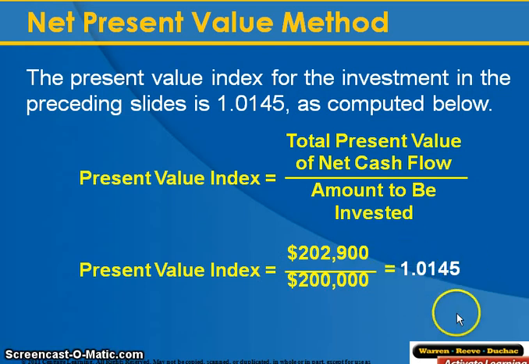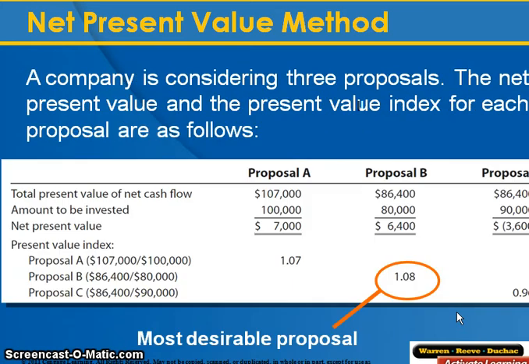And if this amount is more than one, then you're okay in the sense that you're ahead of the game here. So if you're ranking proposals, you're trying to decide which item to buy. Let's see, you had proposal A, proposal B, and proposal C. These numbers are different than the numbers we were using before, but you're ranking them using the present value of the net cash flow over the amount to be invested.